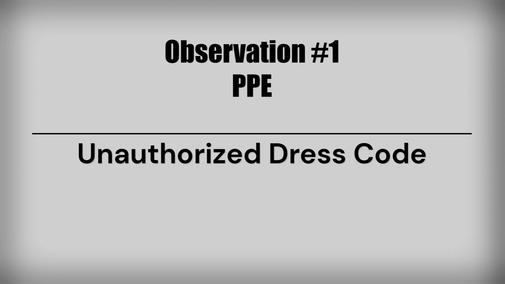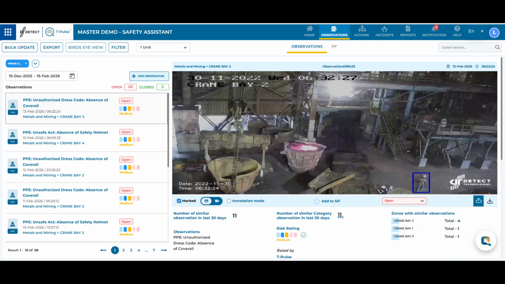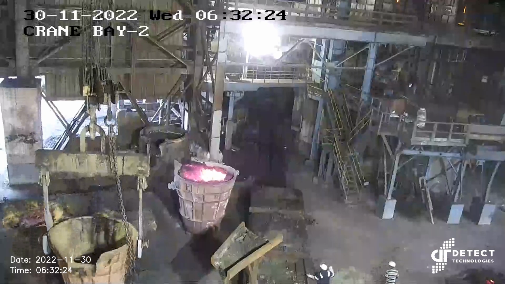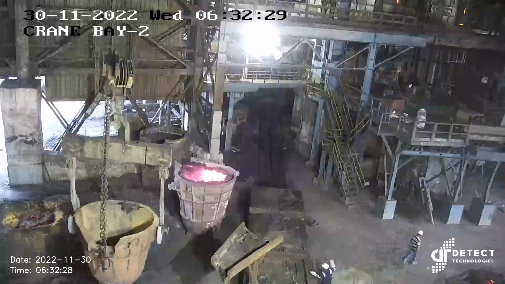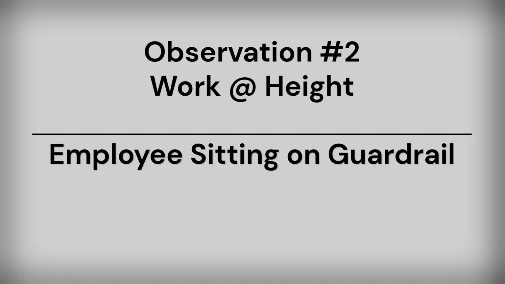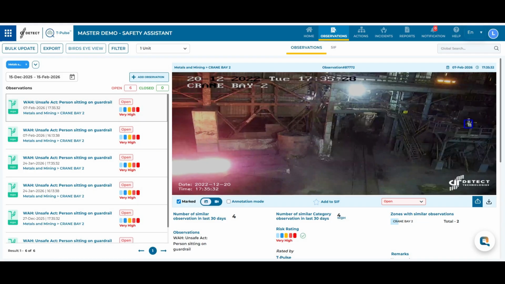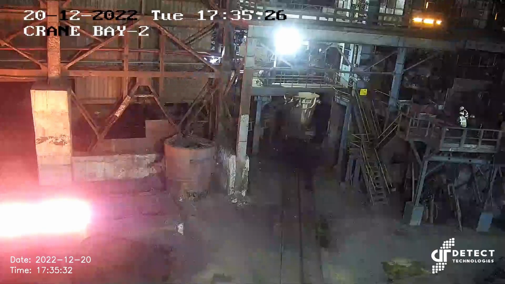Observation number 1. Unauthorized dress code. In this observation, an employee has entered the work area without the required coveralls. Observation number 2. Work at height. Employee sitting on guardrail. In this observation, the employee is found sitting on the guardrail at the edge of the platform.